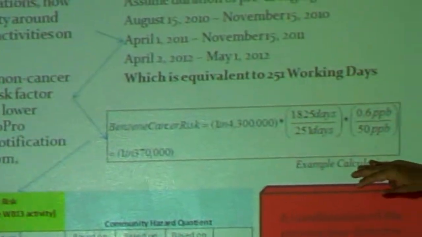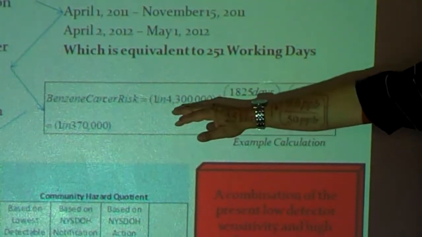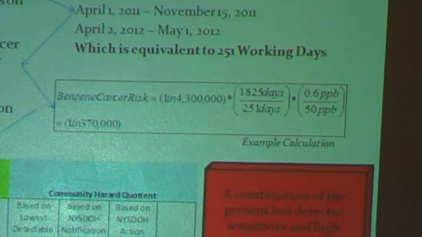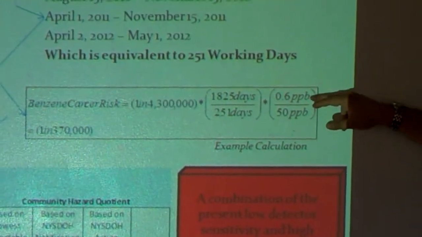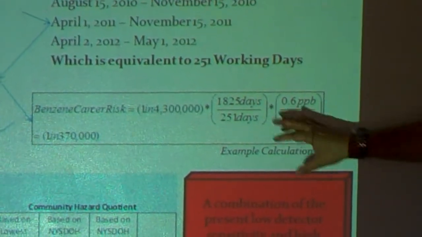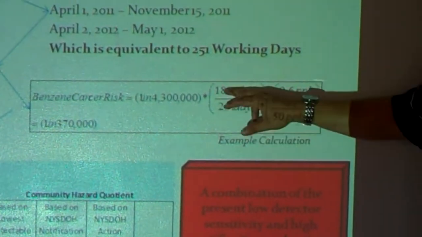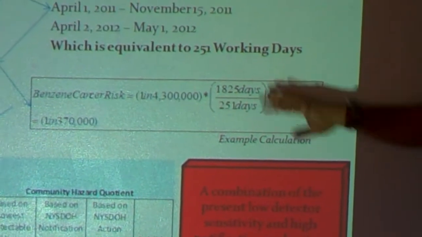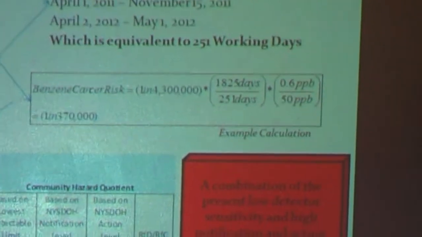Here's an example calculation. Remember we talked about benzene cancer risk from the HHRA, 1 in 4.3 million. This was due to a 600 part per trillion level of benzene at the sensors around the waste beds. We have two scalings for cancer risk. One is, instead of 1,825 days exposure, we're going to look at the 251 for the next 2 years.